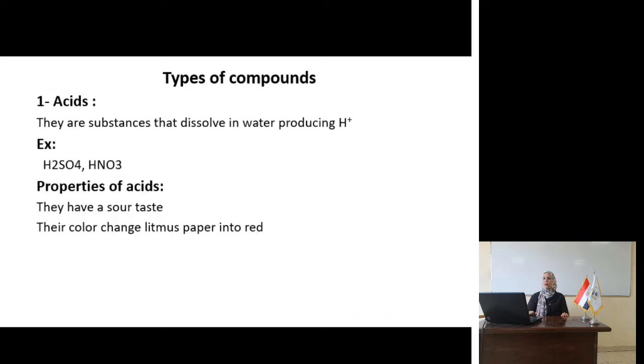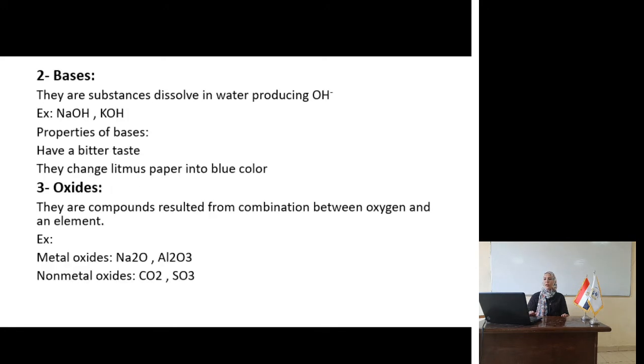Slide 7. There are many types of compounds. First, acids. They are substances dissolved in water producing positive hydrogen ions. Examples: sulfuric acid and nitric acid. Properties of acids: they have a sour taste, and they change litmus paper into red. These properties are due to producing hydrogen ions.